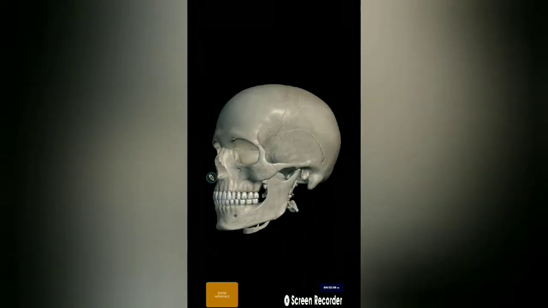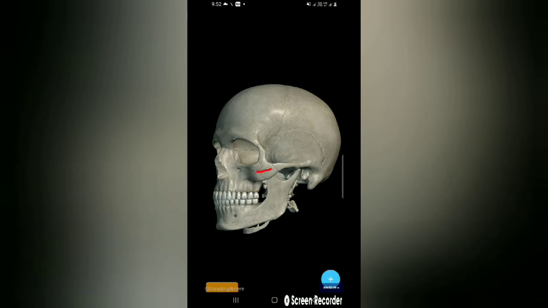The zygomatic bone can be clearly visualized from the Norma lateralis. See, this one is the zygomatic bone, which is formed by the various processes of the temporal bone and the frontal bone.